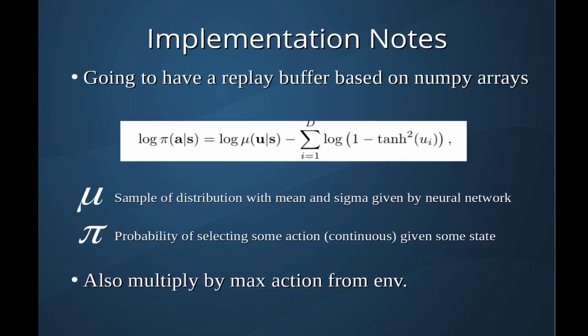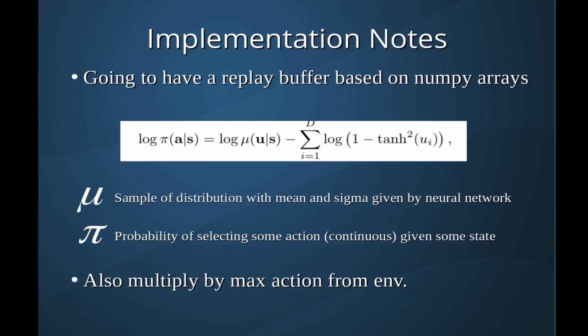Now this is the equation I alluded to earlier, where we are calculating the log of the probability of selecting some action given some state. That's what that pi means. It's a probability of selecting an action, which is a continuous parameter, given some state. This mu is our actual sample of a distribution with mean and sigma given by our deep neural network. So it is not the output of our deep neural network. It is the sampling of a distribution where the mean and sigma are given by our deep neural network.